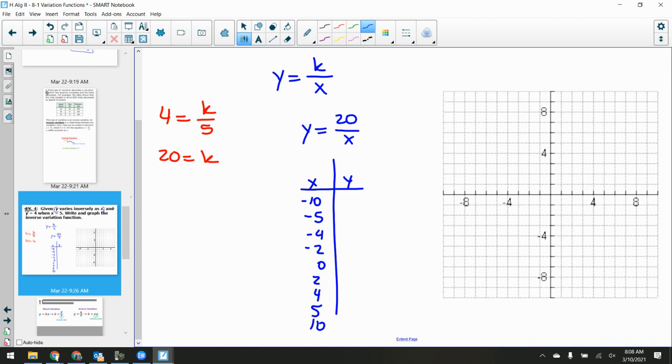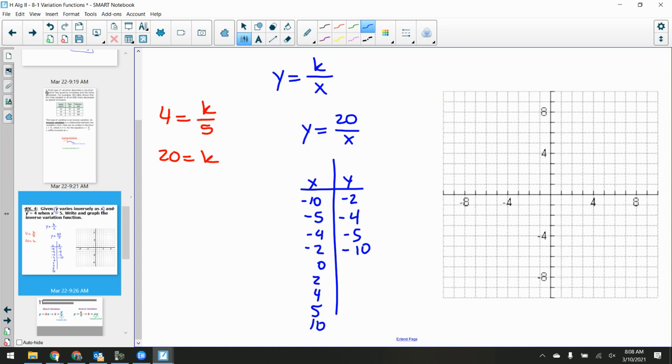Okay, what's 20 divided by negative 10? Negative 2. 20 divided by negative 5? Negative 4. 20 divided by negative 4? Negative 5. 20 divided by negative 2? Negative 10. Let's count on the bag there.